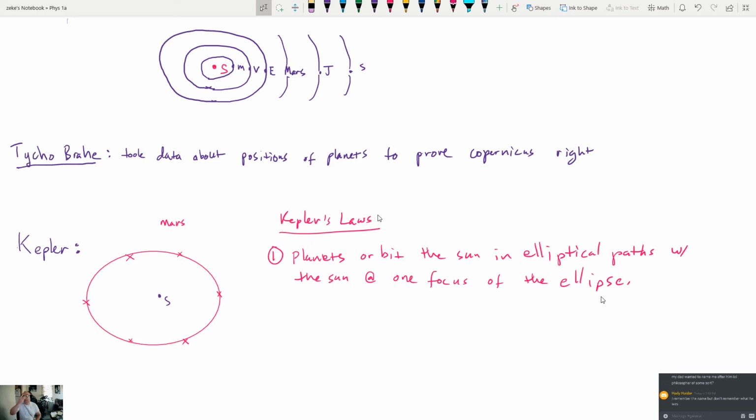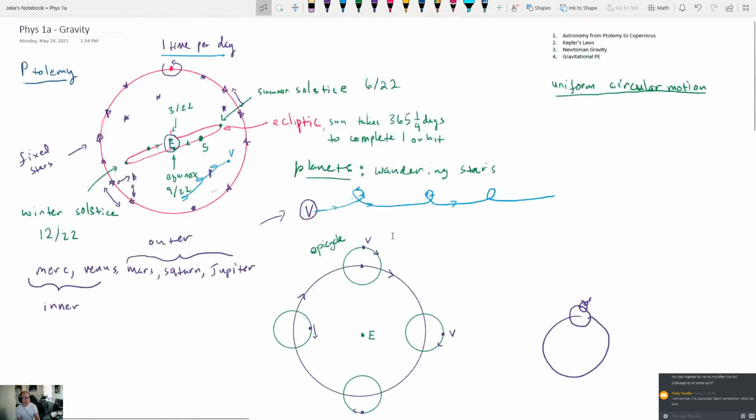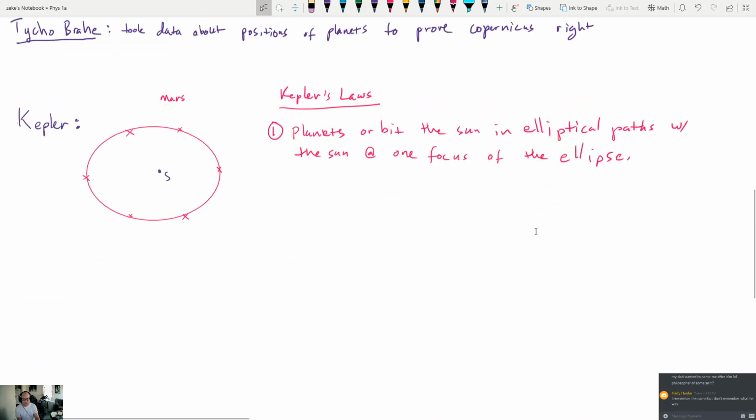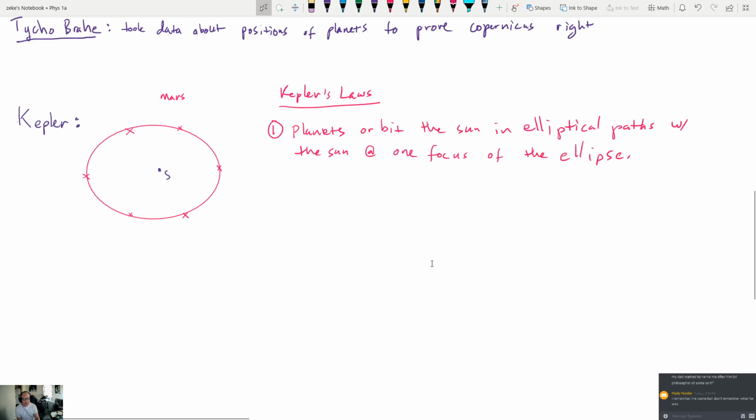Kepler figured out that if you don't care about uniform circular motion anymore, which again was the unifying principle for the ancient Greeks and for Copernicus, who wanted to keep circles, then all of a sudden it becomes a lot simpler. You just say this is the path of the planet. It undergoes this type of elliptical path like this.